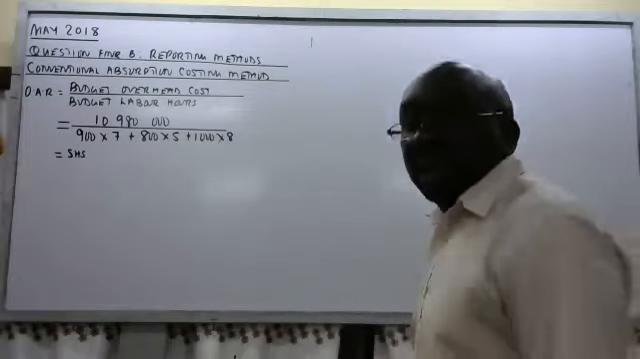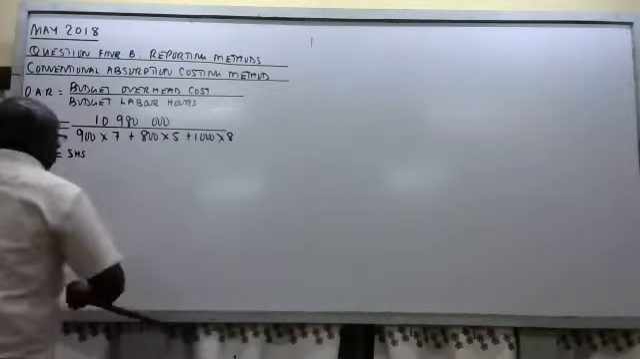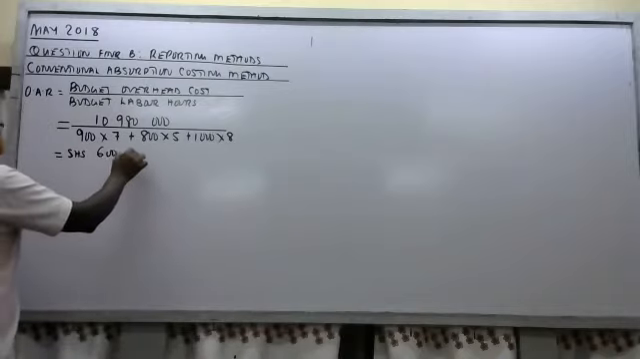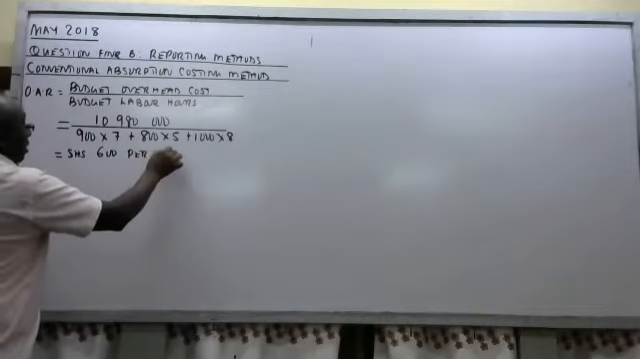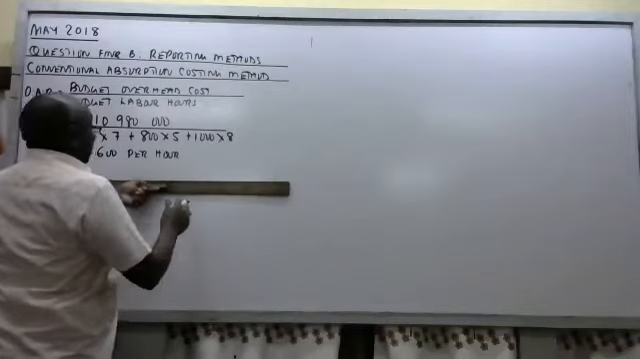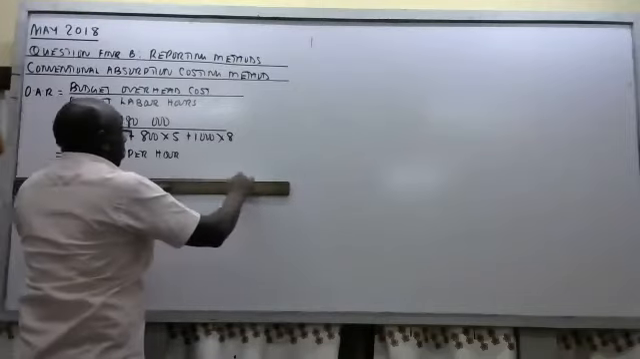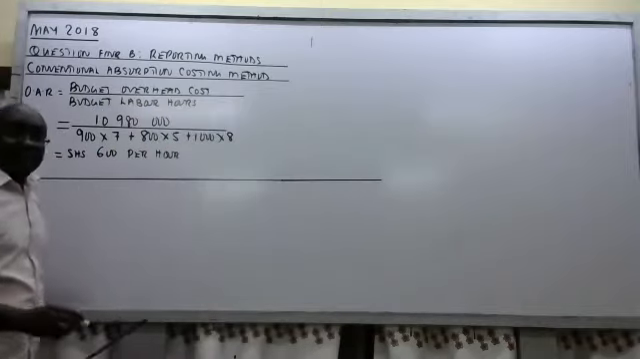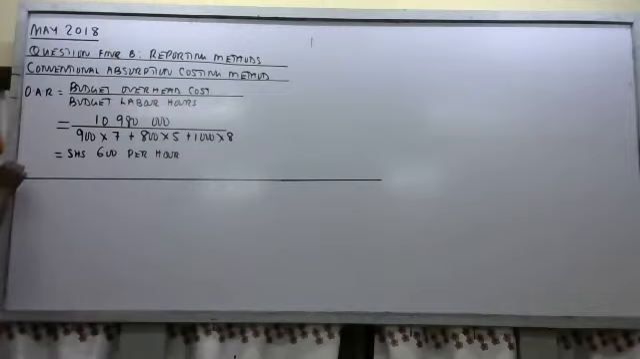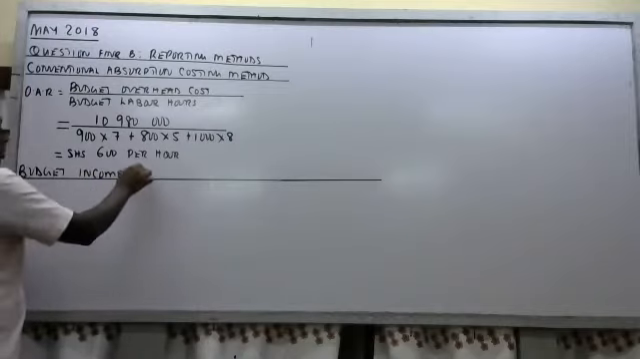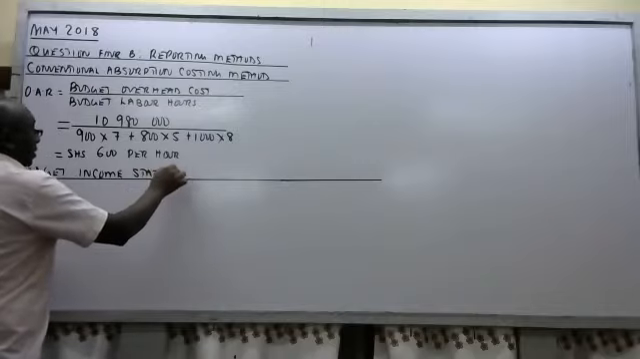So the answer is 600. So this is 600 per hour. So with that, we are going to have budget income statements.